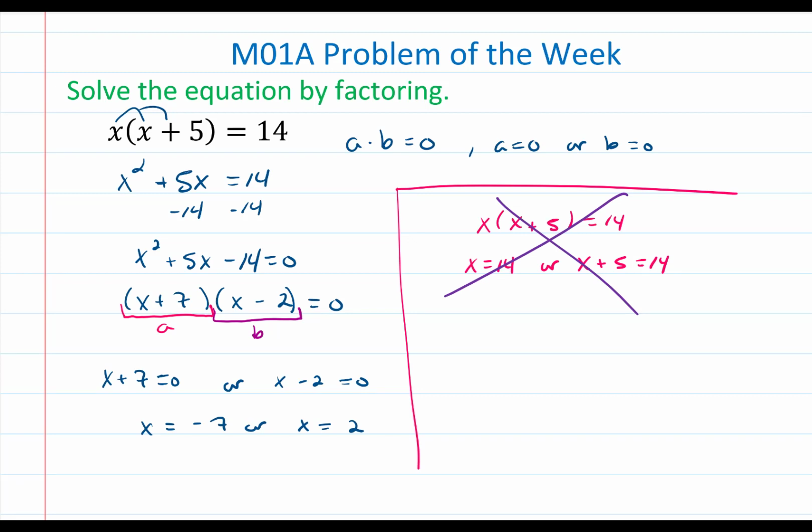Because again, I think they're trying to use the zero product property, but that property is dependent on 0 being on the right side. In other words, 0 being the constant that the product of those two factors is equal to. In this case, it's equal to 14, and so that property does not apply. So again, what you're trying to do here is get a quadratic expression equal to 0 in order to apply the strategy of factoring to solve a quadratic equation.